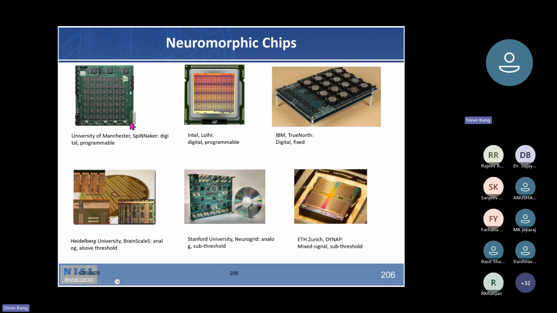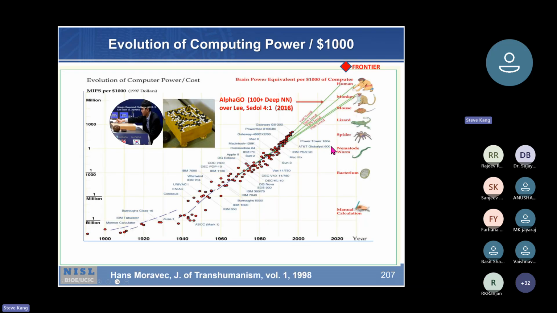Neuromorphic chips, there are many. University of Manchester's SpiNNaker is one of the early ones. Intel's Loihi is another one. IBM TrueNorth is another well-known one. Heidelberg University's BrainScaleS, that's another analog chip. And Stanford University has Neurogrid, also analog. And ETH Zurich's DYNAP is a mixed-signal chip. So there is earlier work on these neuromorphic chips.